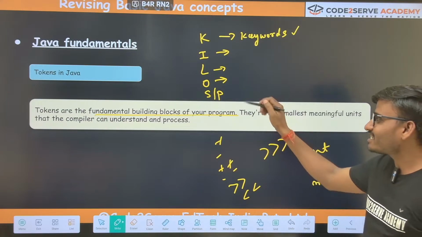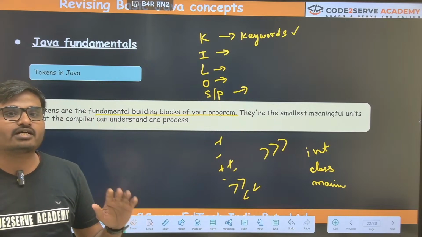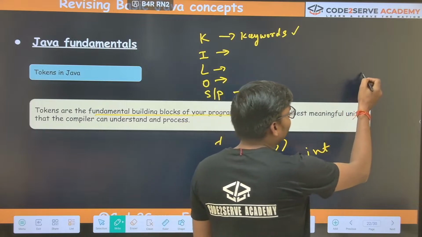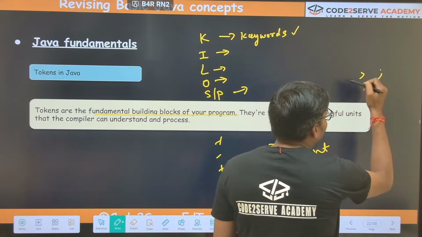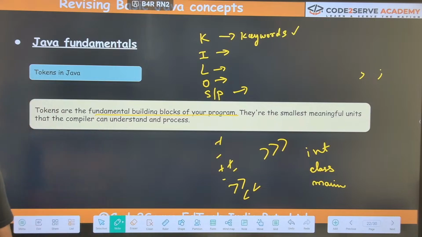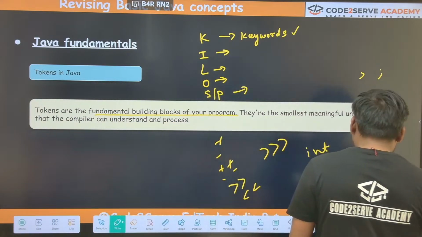Okay, next is the separator or the punctuators. What I mean by separators or punctuators is, suppose you give a comma, you give a semicolon after each line, so these all form punctuators or separators. Okay, so now let's see one by one.